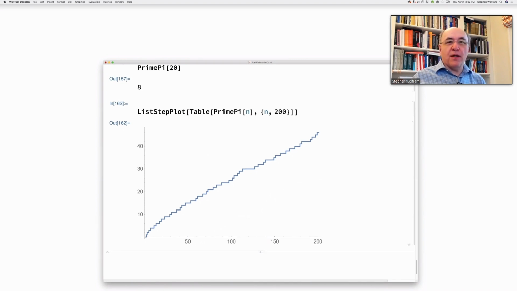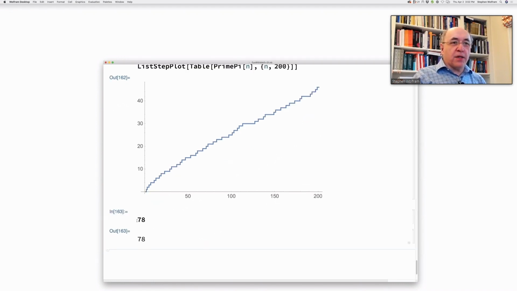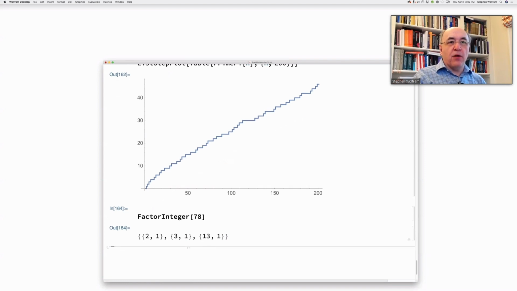Okay, so let me show you another math thing. So we've talked about prime numbers, and we've talked a little bit about decomposing numbers into primes. So we might take the number 78, and we can ask, what is 78 in terms of primes? And so we have a thing we can say, factor integer. This is going to bring together a couple of things we've talked about. So, well, okay, let's start off with 10. So 10 is equal to 2 times 5.